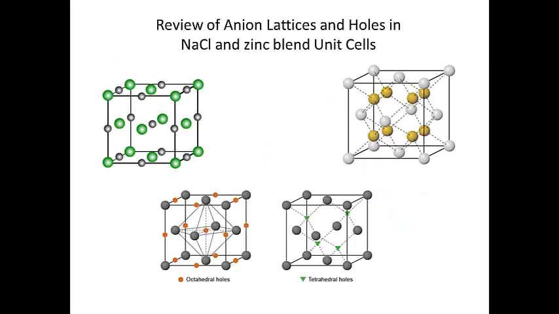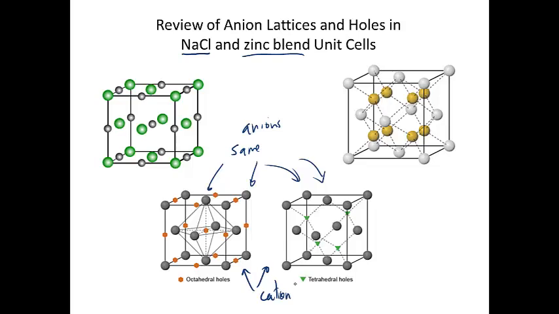Okay, so let's review this for a second. The idea is that when you review and compare, say, the 2 lattices for NaCl and zinc blende, the key is that the anions are forming the same unit cell structure, but the cations occupy different holes, but end up with the same formula overall.